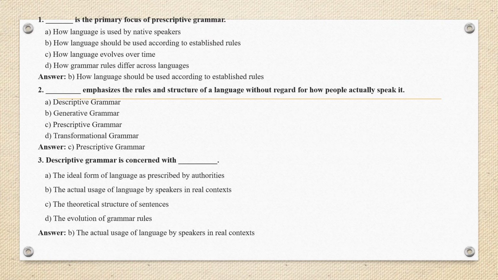So second question, dash emphasizes the rules and structure of language without regard for how people actually speak it. So the grammar that defines the rules is mainly the prescriptive grammar. So the answer is option C, prescriptive grammar.